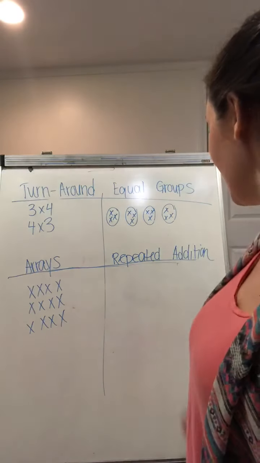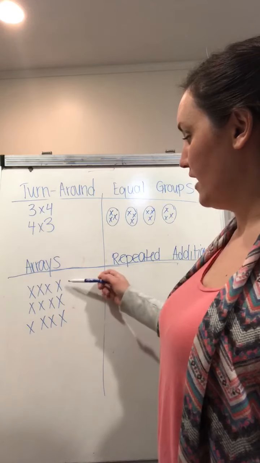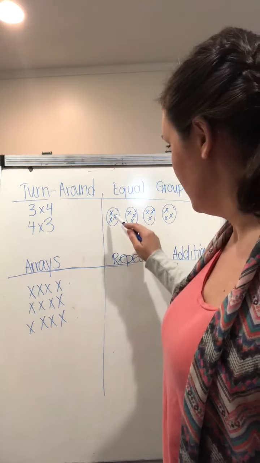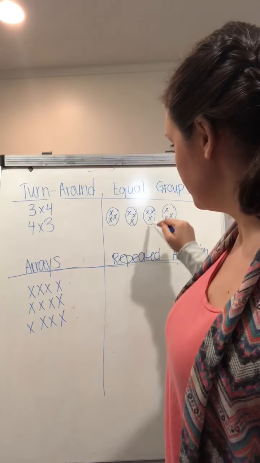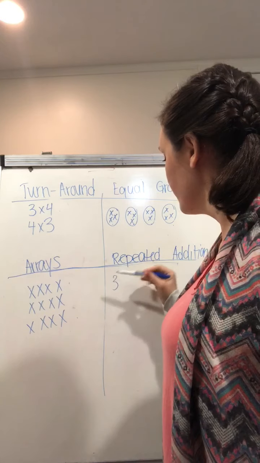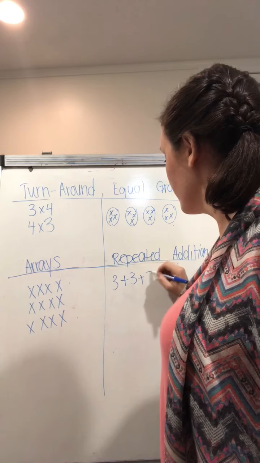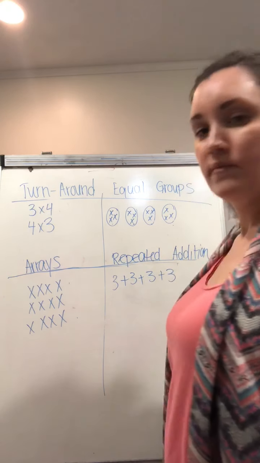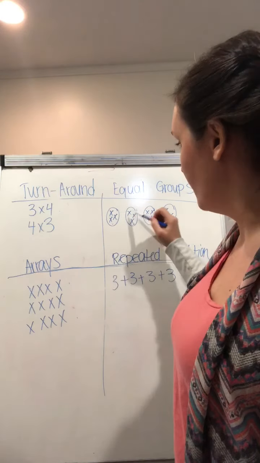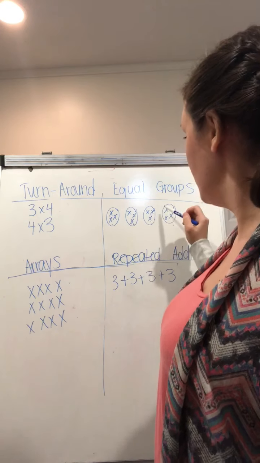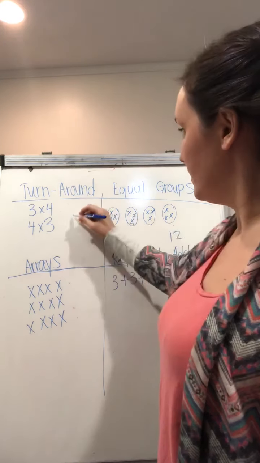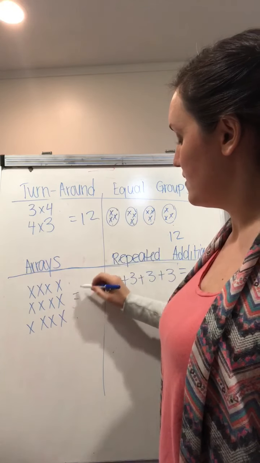Good? All right, repeated addition. I could use any of these to do it. Let's use this picture. I'm adding 3 plus 3 plus 3 plus 3. I'm going to use 3 4 times. All right, now let's find our answer. 1, 2, 3, 4, 5, 6, 7, 8, 9, 10, 11, 12. So all of these are 12.